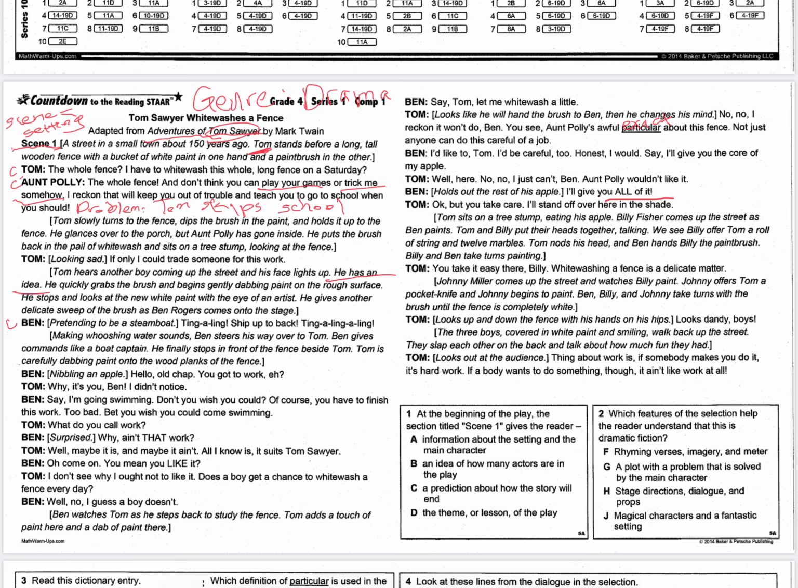He really did it. Tom really did it. He tricked poor old Ben into thinking that whitewashing the fence would be an easy task. Tom sits on a tree stump eating his apple.